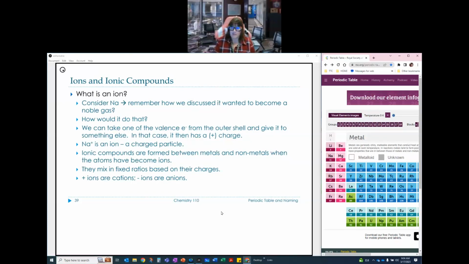Okay? Now, they mix in fixed ratios based on their charges, and that makes sense because if I have an electrostatic charge, then I'm going to want to make that neutral. Okay, so I need to have the same number of positives as negatives. Now, we do have some notation that we need to talk about here. Positive ions are called cations. Negative ions are called anions. Okay? So that is something that you'll need to be aware of because you may get asked, what's the charge on the cation? What's the charge on the anion? So you'll need to know which one is which.